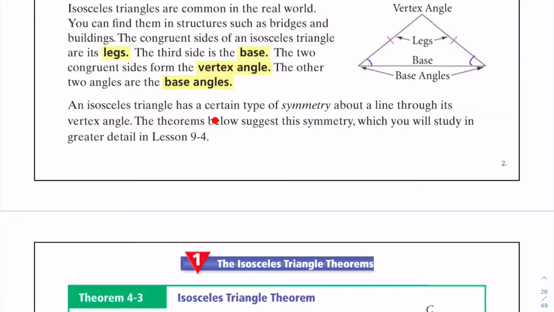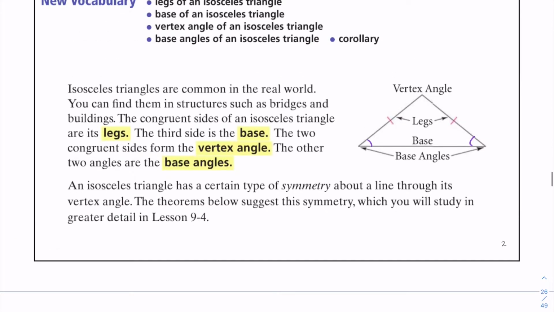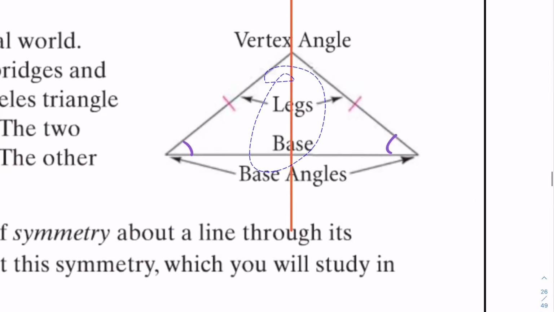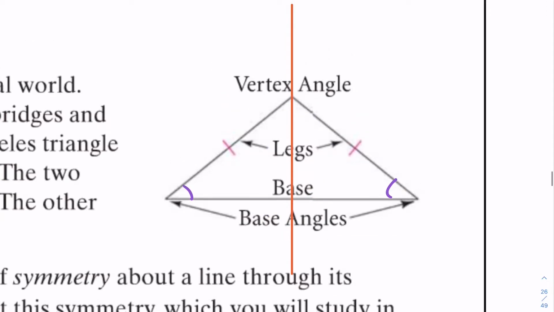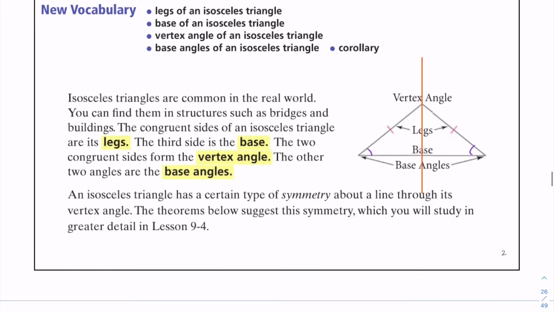An isosceles triangle has a certain type of symmetry about a line through its vertex angle. So what they're saying here is that if I were to draw this line right here, that's perpendicular because my iPad lets me construct a perpendicular right there. But what it's saying is that there's symmetry on both sides. It can actually be two congruent triangles if cut in half perfectly like that.